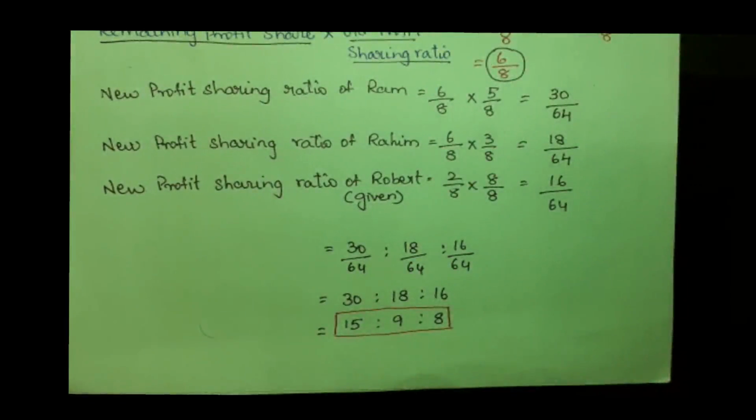This is the scenario when only the new profit sharing ratio of the new partner is given and the old partners' new profit sharing ratio is not mentioned, but their old profit sharing ratio is mentioned. Okay children?